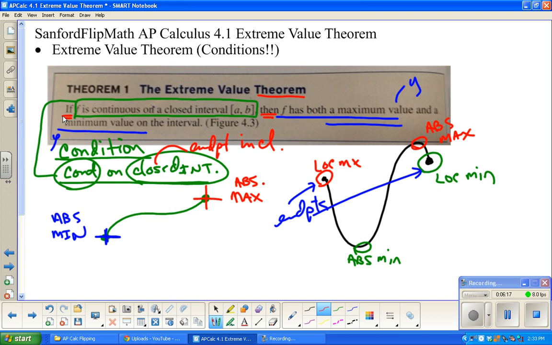And maximums and minimums can happen at these spots where we get down to a bottom and we turn, and we get to a top and we turn. Okay, so maximum and minimums can happen on either of those. So let's get back to what this says.